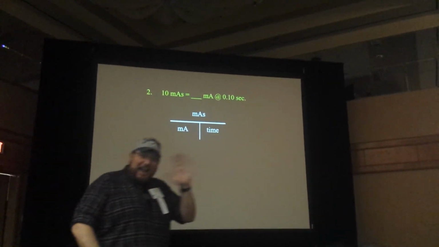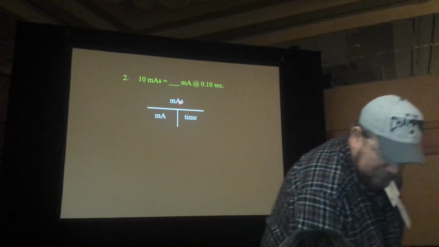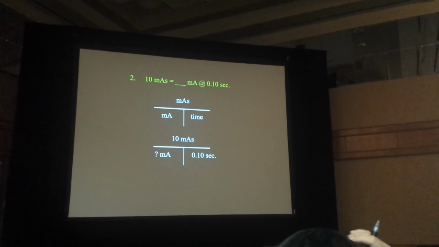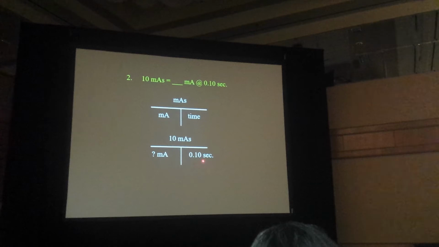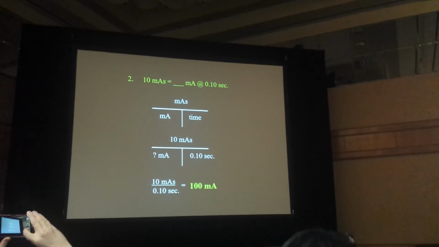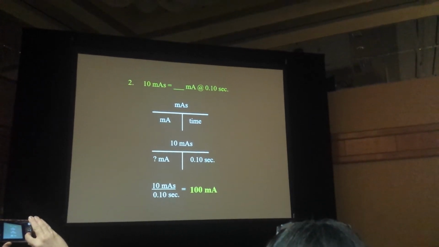10 mass equals what mA times 0.1 second. Okay, this time you're given a mass value and a time, and you're being asked to solve for mA. Okay, no reason to call to mind one of the 3 versions of the formula. Just set it up exactly the same way. You've got your mass value here. You've got your exposure time here. So 10 mass divided by 0.1 second gives you 100 mA. So again, just one version of the formula rather than 3.